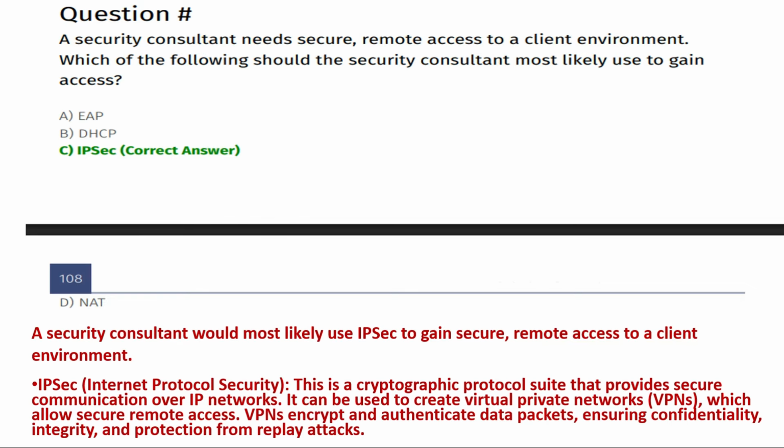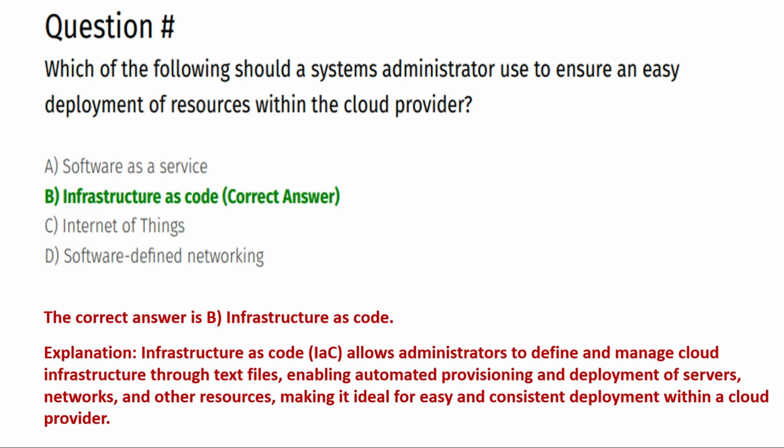So let's move to the next question. And the next question is, which of the following should a system administrator use to ensure an easy deployment of resources within the cloud provider? Option A, software as a service. Option B, infrastructure as a code. Option C, Internet of Things. Option D, software defined networking. And the correct answer for this question is option B, infrastructure as a code.